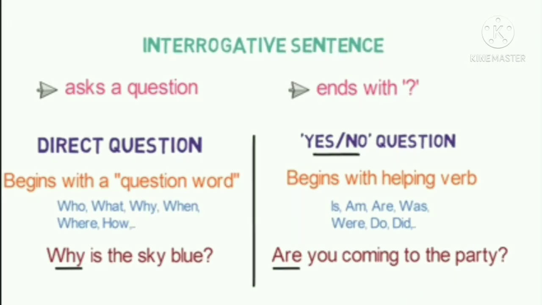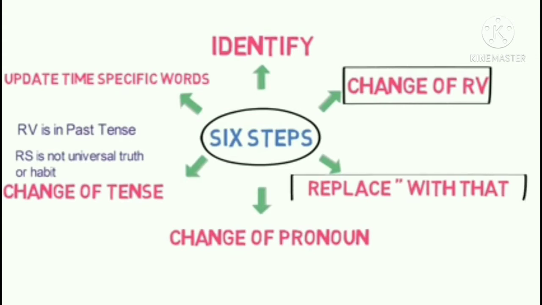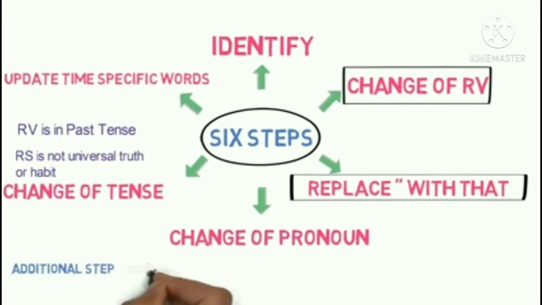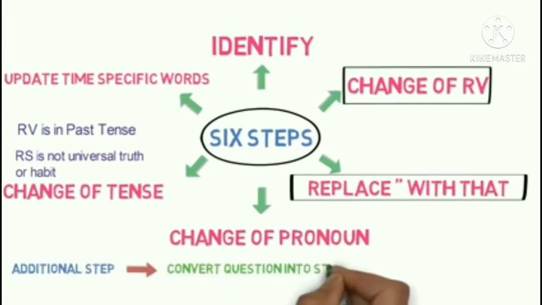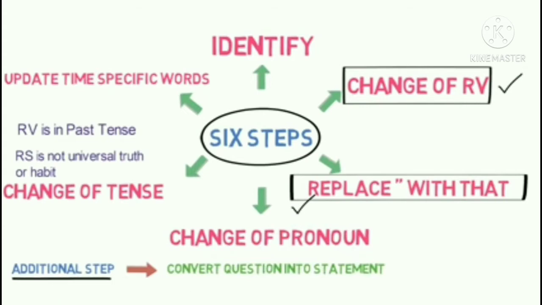Now we'll move to the steps that we have already studied in part 1 of changing the assertive sentences into indirect speech. There are three important changes when we are given an interrogative sentence to change into indirect speech. Rest all the things remain the same. The first change is change of reporting verb. The second change is replacing the inverted quotes with that, and the additional step is to convert the question into a statement. As you can see, there is a change in step 2 and 3 and an additional step is added. Let's understand now each step one by one.